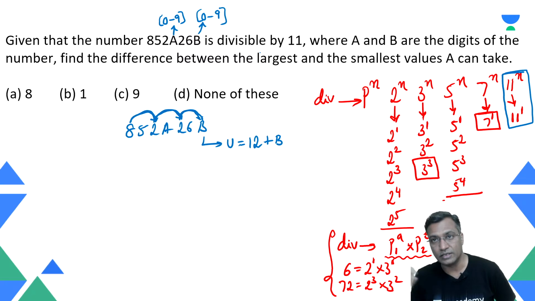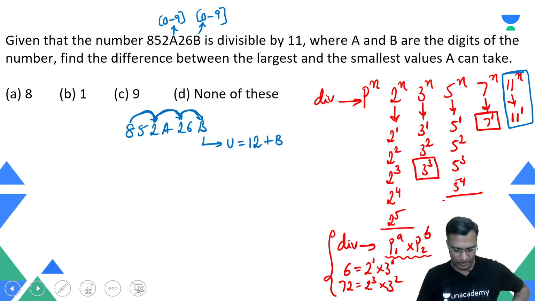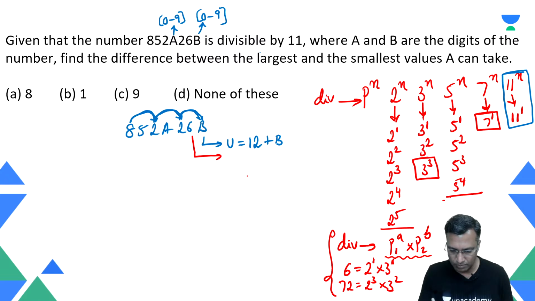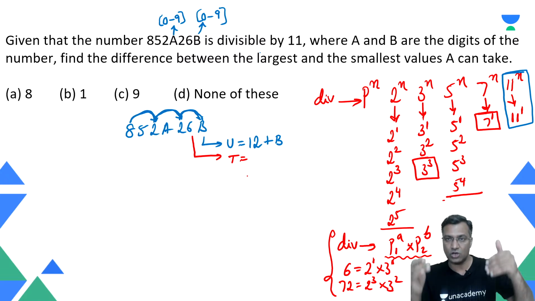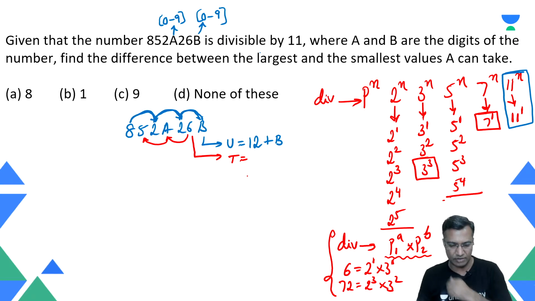If b is 0, then the sum becomes 12. If b is 1, the sum becomes 13, and so on. Therefore this is 12 plus b. Similarly, on the other side, you take the sum of the alternate digits starting from the tens place: 6 plus a, and then you add 5 to this. Therefore this is nothing but 11 plus a.